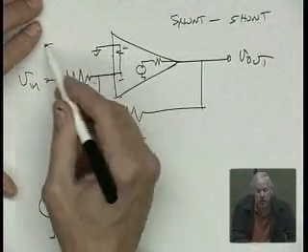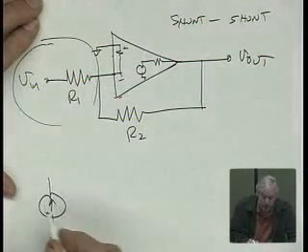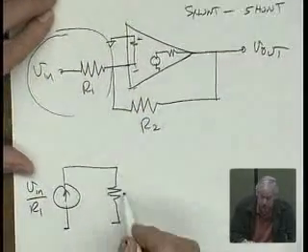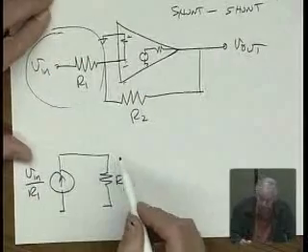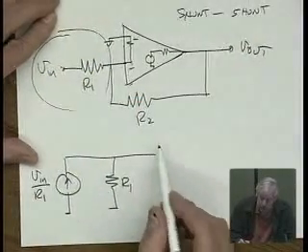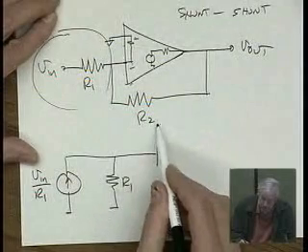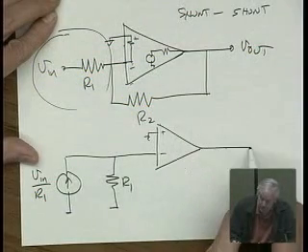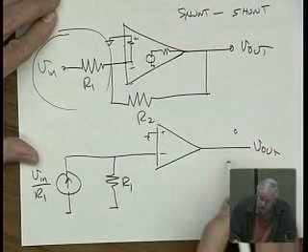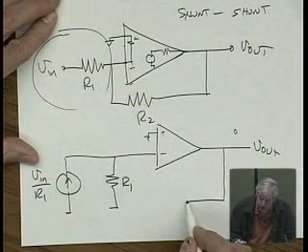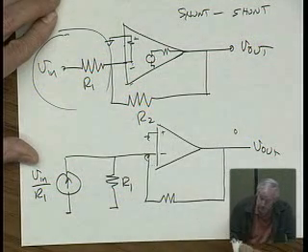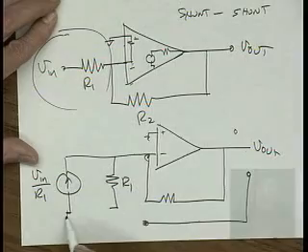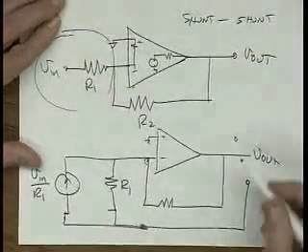Take this and do the Norton equivalent of this input. Right? I can turn this into V in over R1, make this R1, then go into my basic amplifier here, right? Here's V out. And then of course there's a ground here. I guess this is right.